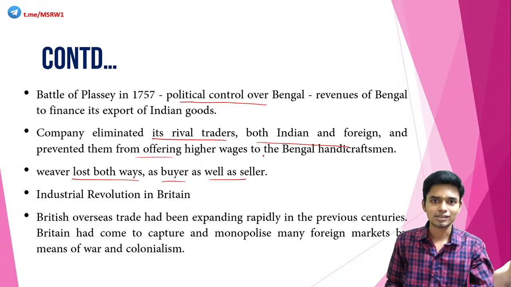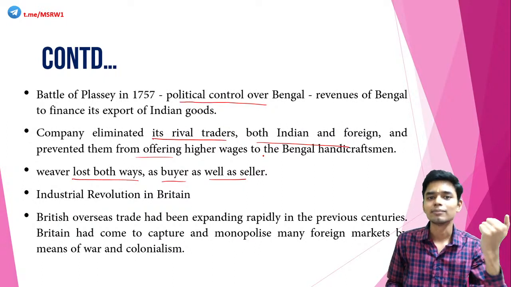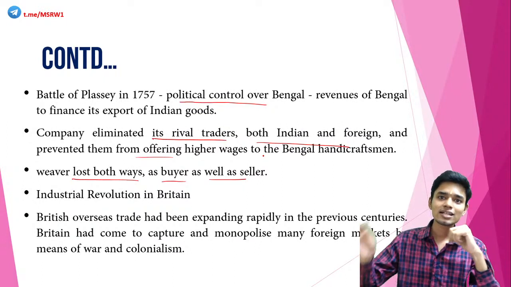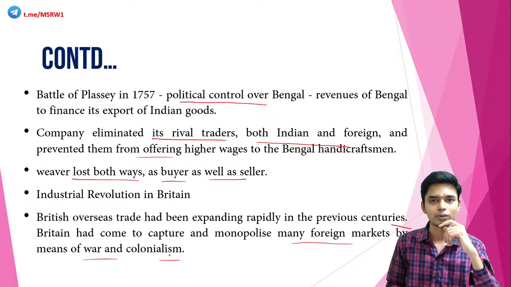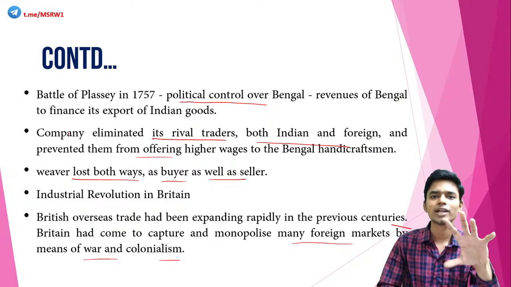To cap all these things, the Industrial Revolution happened in Britain. So when the Industrial Revolution happened in Britain, what happened? The British overseas trade had been expanding rapidly in the previous centuries. Britain had come to capture and monopolize many of the foreign markets by means of war and colonialism. This is a story that you already know.